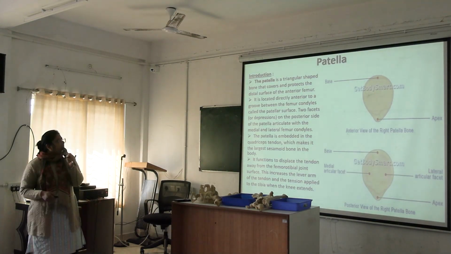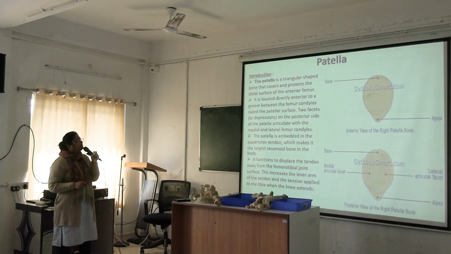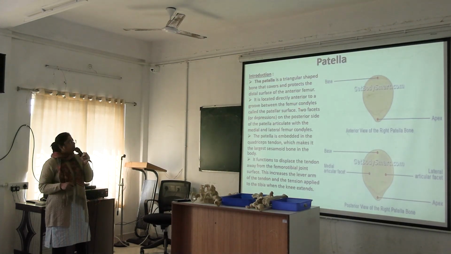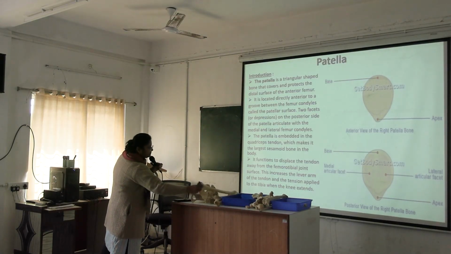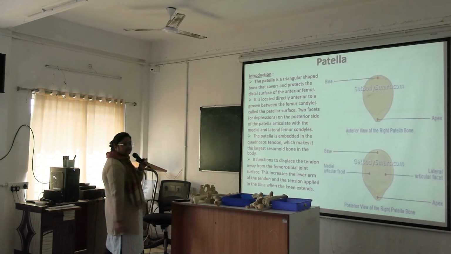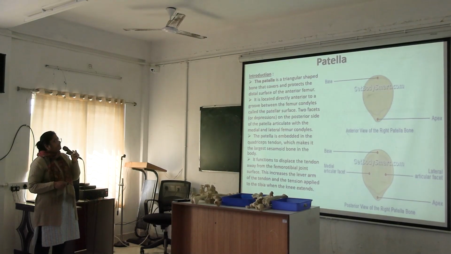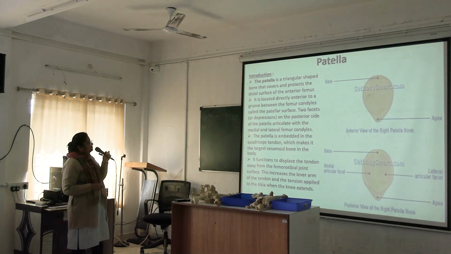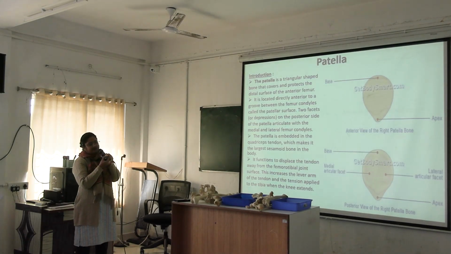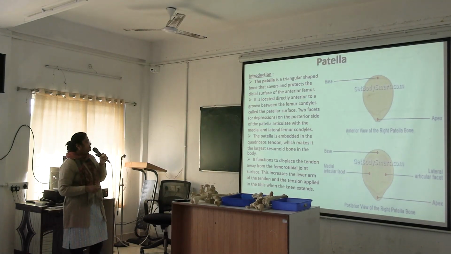Silence everyone. So it is located directly anterior to the groove between the femoral condyles called the patellar surface. You have already seen, here is the patellar surface at the lower end of the femur, this part. Okay, and 2 facets or depressions on the posterior side of patella articulate with the medial and lateral femoral condyles. See, these 2 facets will articulate at the lower end of the femur, at the patellar articular surface.